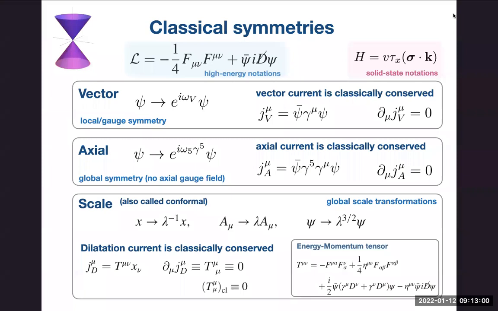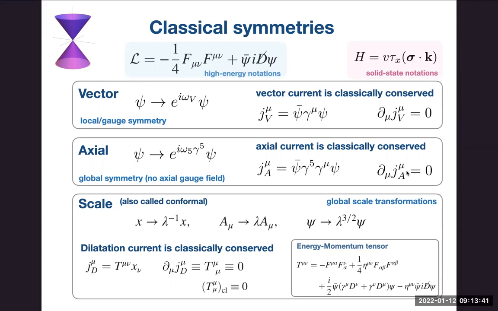Okay, and then the theory has vector symmetry, gauge symmetry, which corresponds to just multiplication of the Dirac field by a phase. And this invariance, according to Noether's theorem, says that the vector current is classically conserved, so we have charge conservation. The axial current corresponds to the same type of transformation. The only thing is that you will have here gamma five, the fifth gamma matrix, and it means that left-handed and right-handed fermions transform with opposite phases. Then it means that the axial current is conserved, so you get classical conservation of the vector current and classical conservation of the axial current.